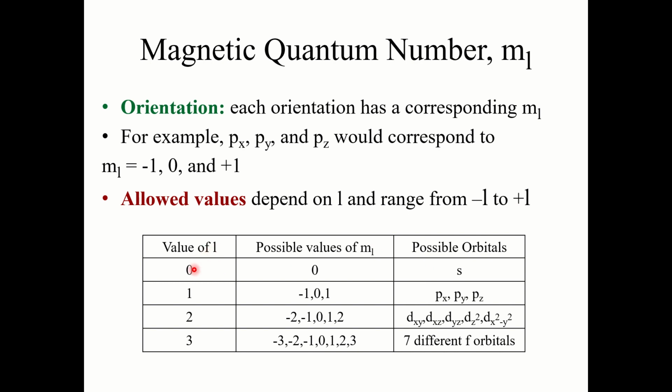If l equals 0, that means we have an s orbital. And if l equals 0, then m sub l can only be 0, so there's only one possible orientation in space. And s orbitals are spheres, which only have one possible orientation in space. So it lines up. The m sub l values correspond to the possible orientations in space of that type of orbital. When l equals 1, the possible m sub l values are -1, 0, and +1.